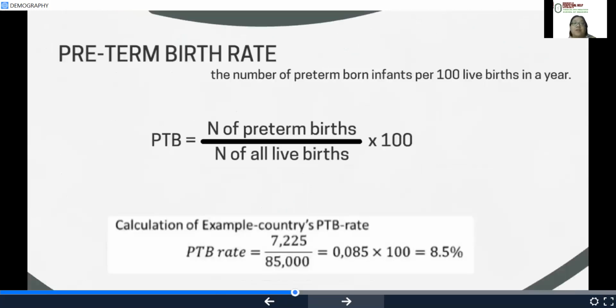So for preterm, you just look at the number of preterm born infants per 100 live births in a year. So preterm births would be number of preterm births over number of live births times 100. So for example, a country's PTB rate would be 7,225 over 85,000. This is the number of preterm births in Hungary over the number of live births, which was 85,000, which equals 8.5%.